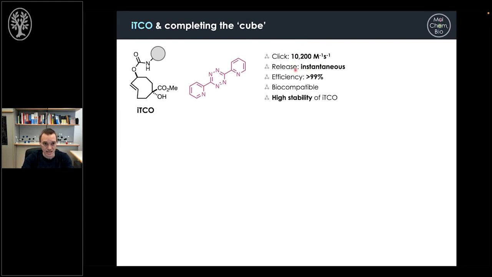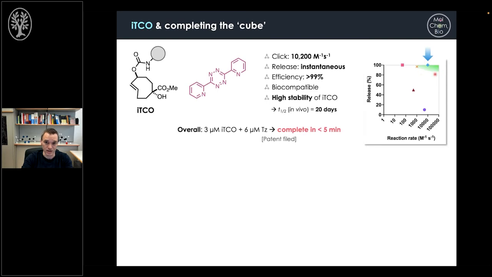The release is instantaneous, it's complete. And as we know now, it's also very, very stable. So just an example, 3 micromolar plus 6 means it's complete in less than 5 minutes. And we finally ended up here in this green area, which we are actually quite happy about.